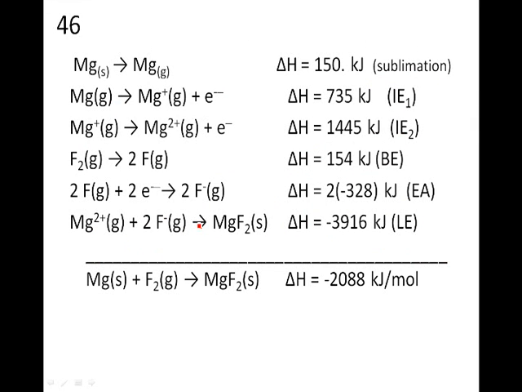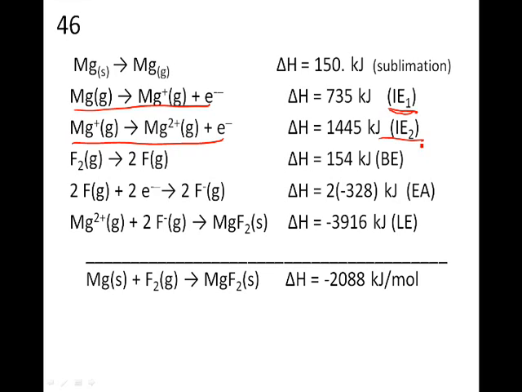So number 46, this must be 46B, gave you similar information for magnesium, and one of the differences you'll notice here is there are two ionization energies. The energy required to remove the first electron is ionization energy 1, and the energy required to remove the second electron is ionization energy 2. And we have to take both of these into account.